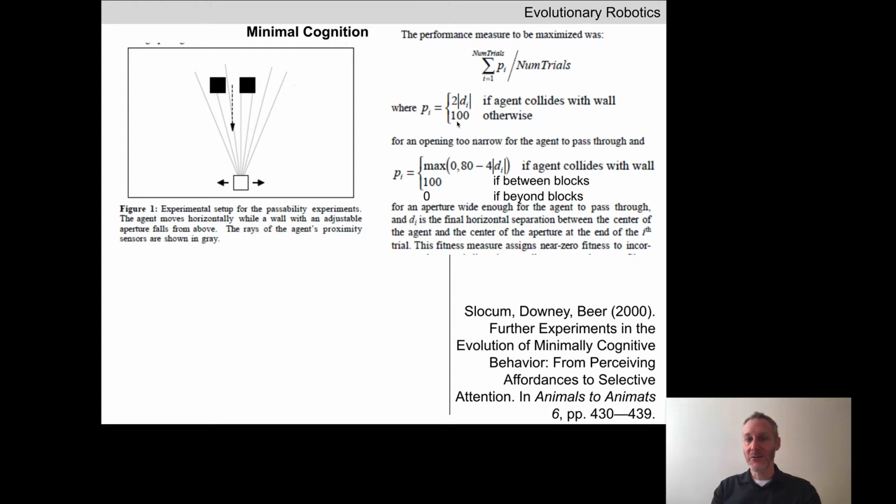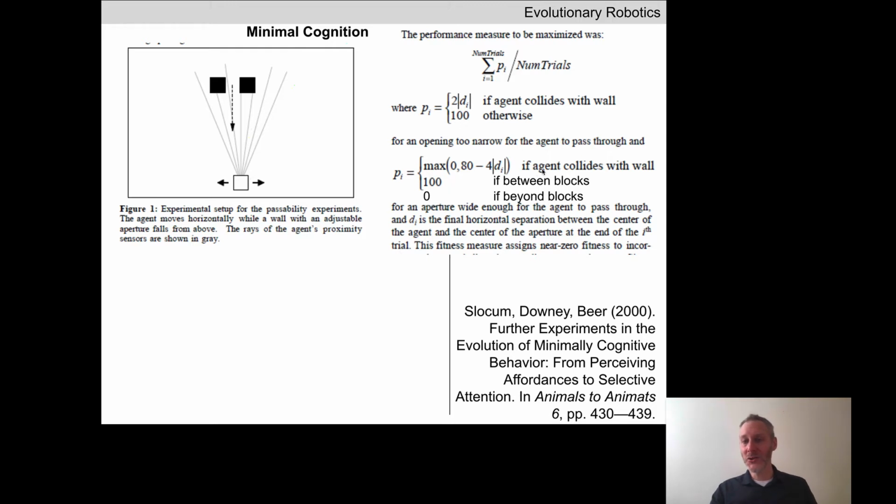If the object pair that's falling from the top of the screen has a wide enough aperture for the agent to get between, we're going to use this equation. It turns out there's an error in this equation in the paper, so I've corrected it for you here. So again, let's have a look at the 100 points here, which corresponds to the best thing the agent can do. It gets 100 points if the agent is between the blocks. If the gap is wide enough and the agent threads between the objects when the objects hit the ground, great. If the agent runs away when the aperture is wide enough, it gets the worst score, which is 0.